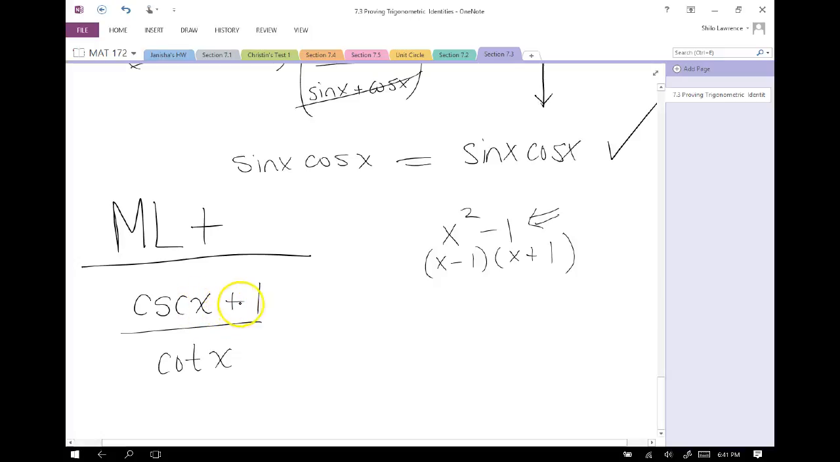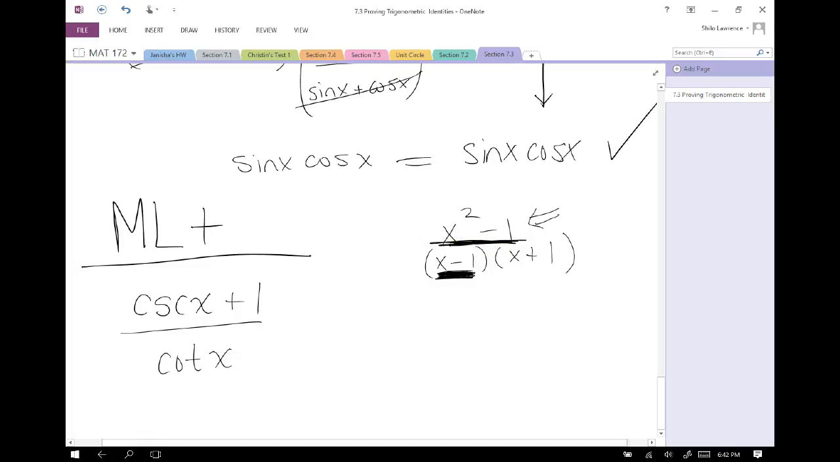Cosecant squared minus 1 is a trig identity, I'm sorry. But it looks just like x squared minus 1, which factors to x minus 1, x plus 1. We already have part of that factorization in our cosecant x plus 1. If we can just introduce this piece, then we could multiply it out and have the full identity there on the top.